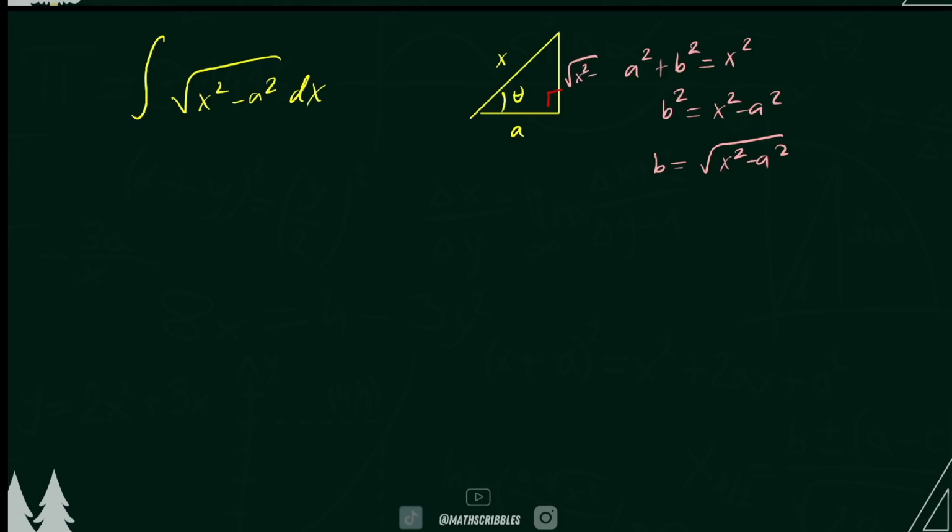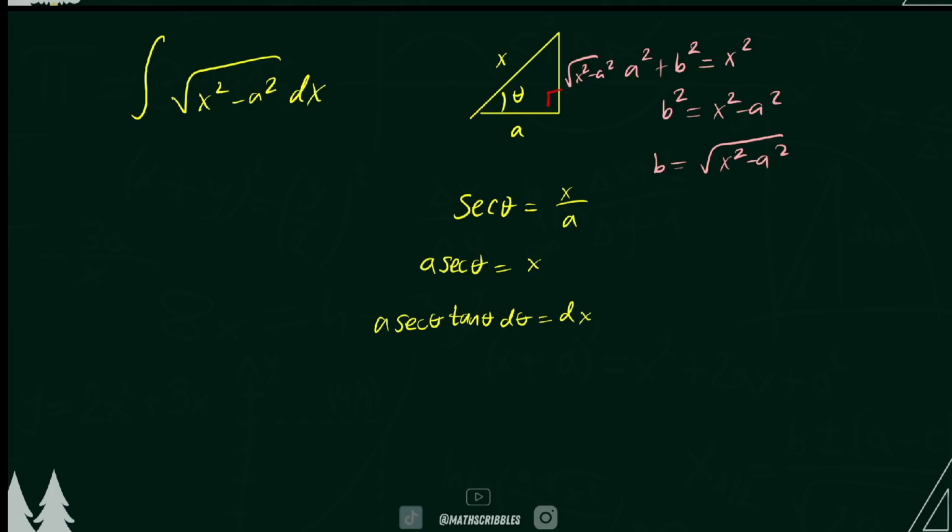So we have root x squared minus a squared on our opposite side. The very first thing we have to do is find a relationship between x and a. In this case, you can see that secant theta is equal to the hypotenuse over the adjacent. In other words, a secant theta is equal to x. Now let's go ahead and take the derivative of this. We get a secant theta tan theta d theta is equal to dx.